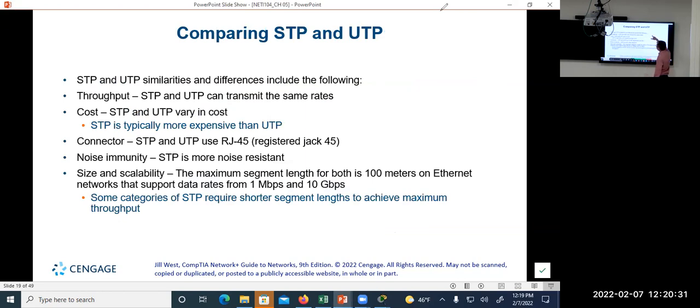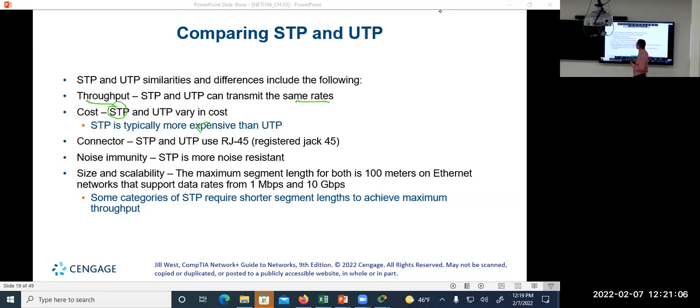Okay, so now we can compare the STP and UTP. When you compare the UTP and the STP, from the throughput point of view, totally the same. The way it works is always the same rate. The cost here for STP is expensive, right? Because you need the shielding, the foil here. The connector is the same. You connect with the RJ45 connector here.